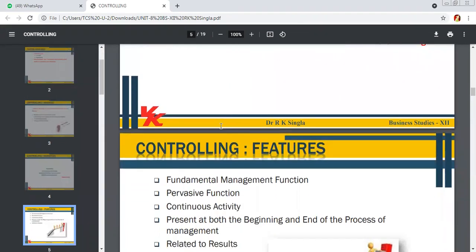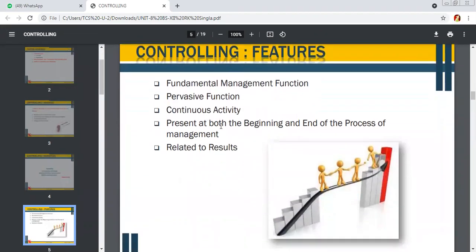The next is our features. See, it is the fundamental management function. Controlling is the fundamental management function, because without controlling, we cannot identify whether we have achieved our desired or standardized results or not. Only with the help of controlling, we come to know what our basic achievements are, what we did, what we gained, what we lost.